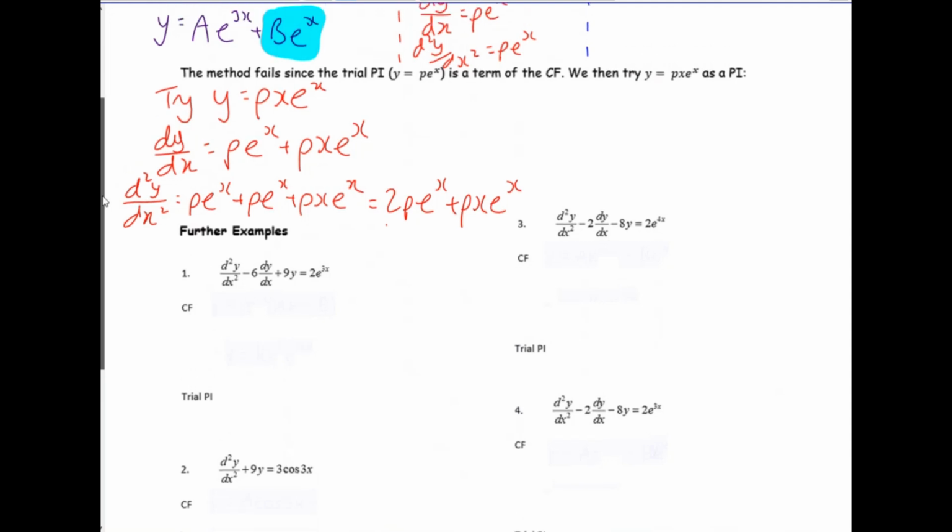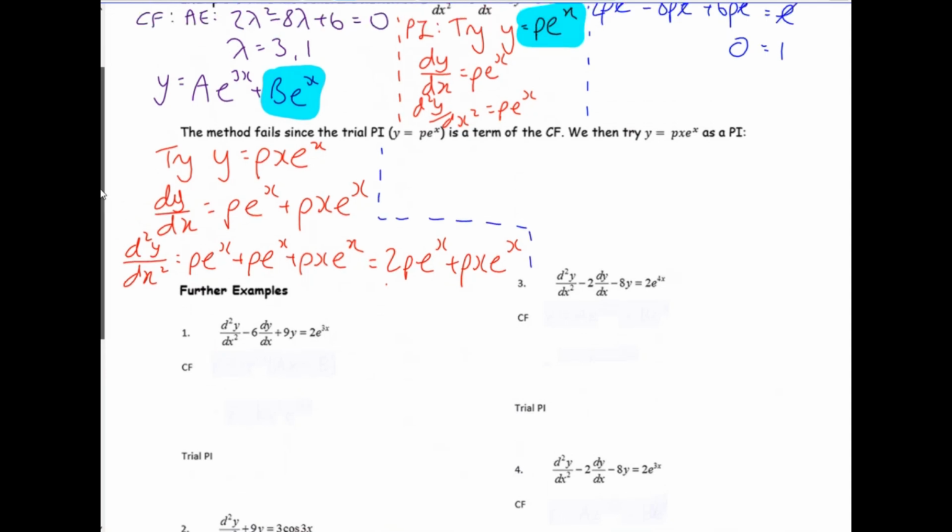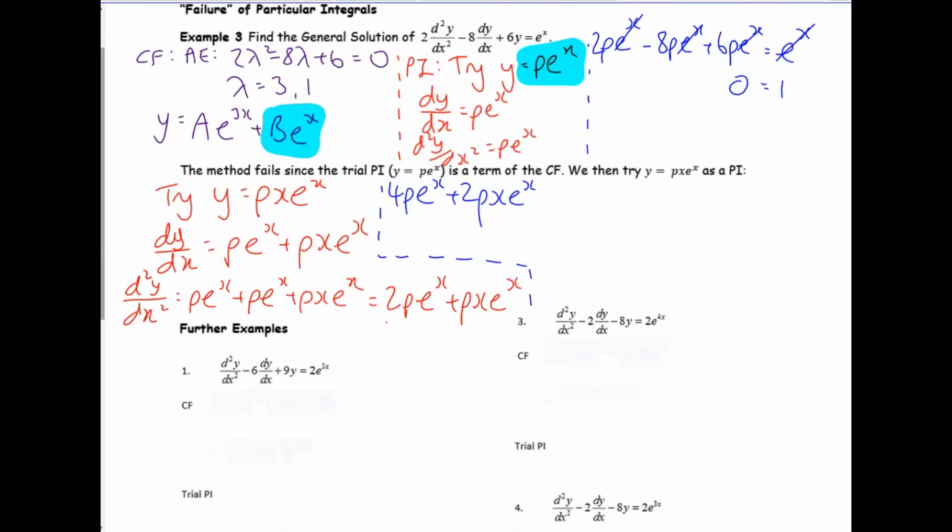Right, let's try substituting this in now. So we've got 2 lots of d squared y over dx squared, so that gives me 4p e to the x plus 2px e to the x. We have minus 8 dy by dx's, so minus 8p e to the x minus 8px e to the x. And we have 6 y's, plus 6px e to the x, equals e to the x.